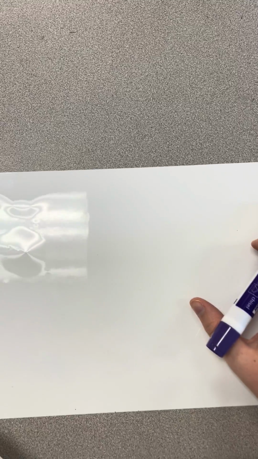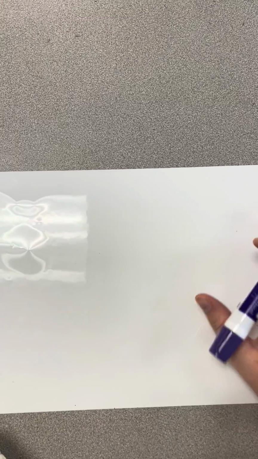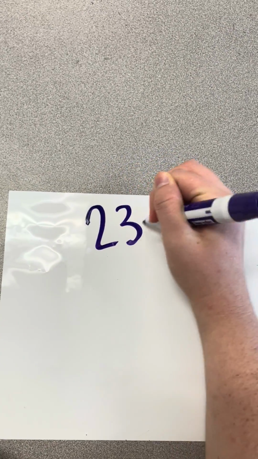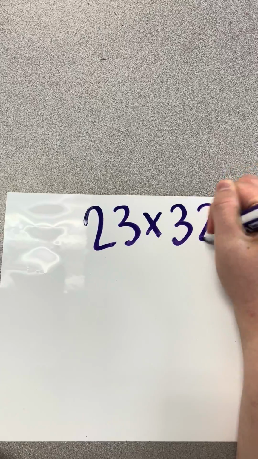Hello everyone, so today I'm going to walk through the steps when you're solving a multiplication problem that involves a 2-digit times a 2-digit using an area model. So first I'm going to go ahead and get our problem, which is going to be 23 times 32.